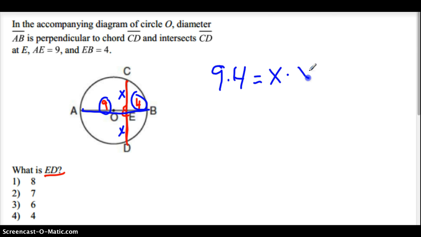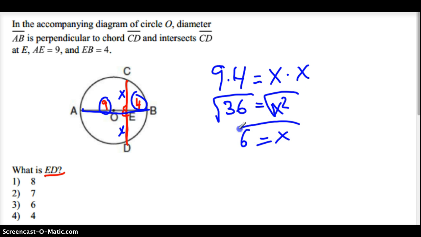So using the chord theorem, I could say that 9 times 4 is equal to X times X. Now I hope you understand why I'm using X's. I don't know what CE is, I don't know what ED is, but I know that they're equal, so I could say that they're both equal to X. So that gives me 36 is equal to X times X, which is X squared. I take the square root of both sides to find my answer, and so I get X is equal to 6. Absolutely.